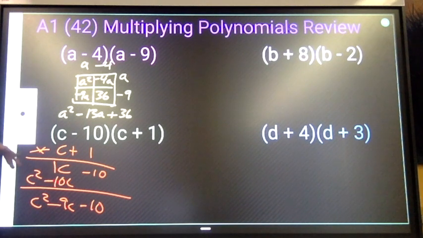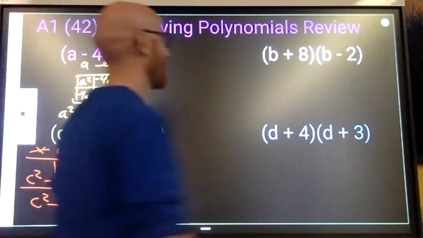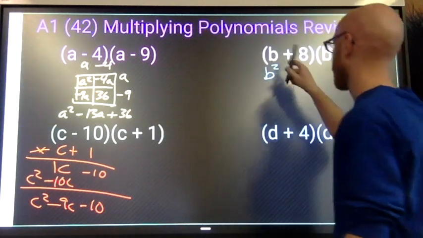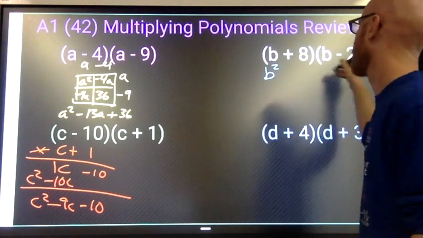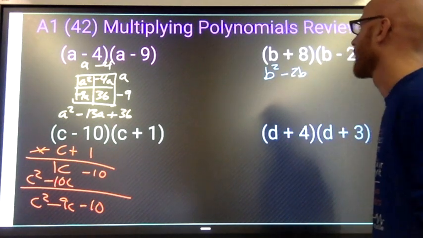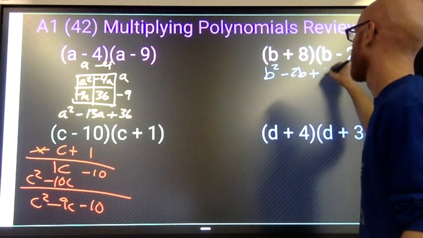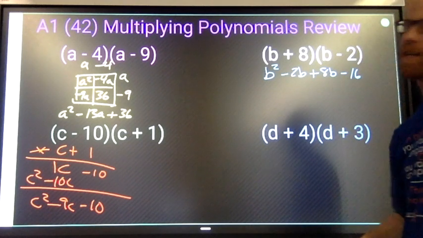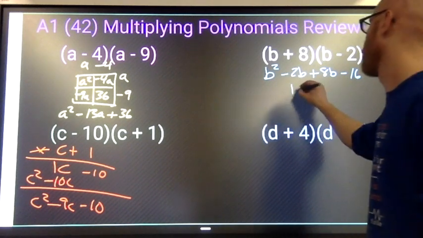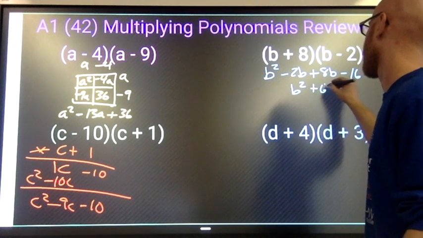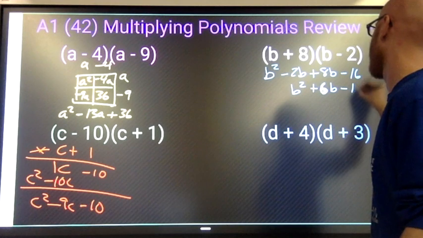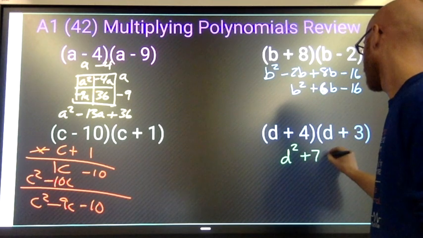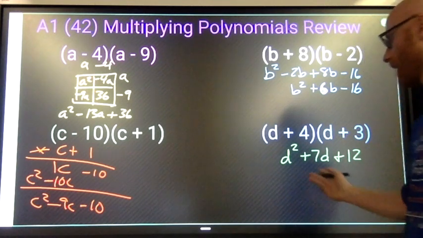You use whatever method you want. FOIL method: first, outside, inside, last. We got b squared, that's first. Outside, b times negative 2, negative 2b. Inside, 8 times b, 8b. Last, 8 times negative 2, minus 16. Combine your like terms. B squared plus 6 b's minus 16. And that's our last answer.